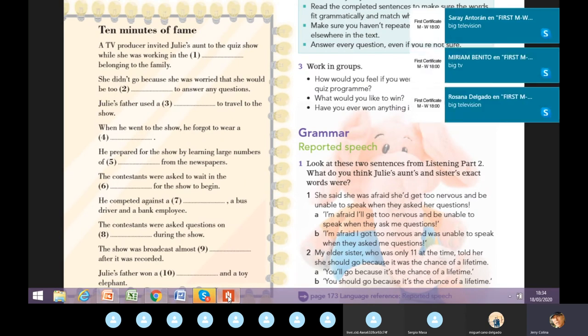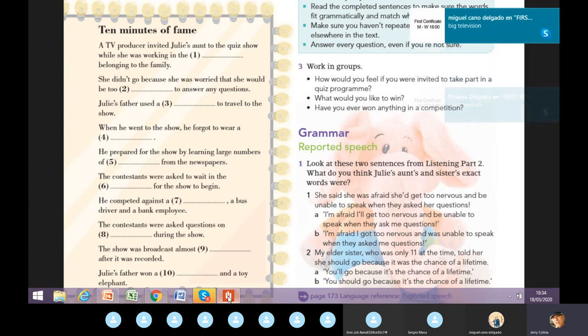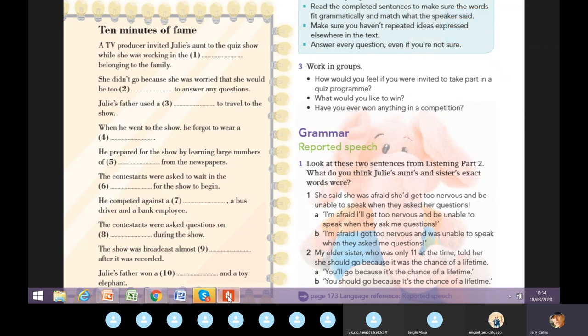Very good. So the answers, my friends, are: in number one, shop. In number two, nervous. Yes, Mike. In number three, hired car. In number four, tie. In number five, trivial facts. In number six, green room. In number seven, university lecturer. In number eight, general knowledge. In number nine, two months. And in number ten, television or big television.